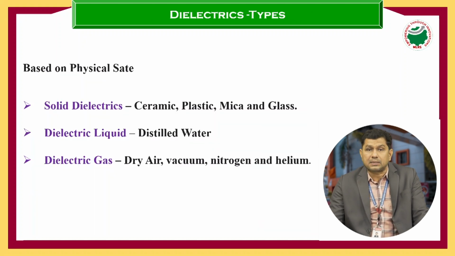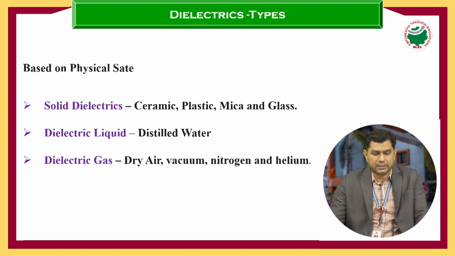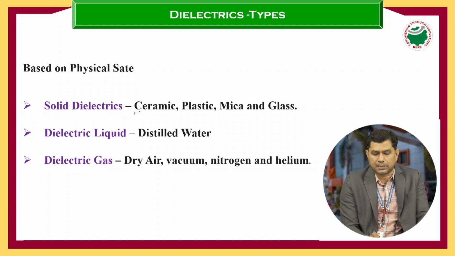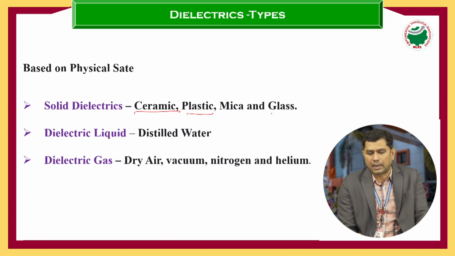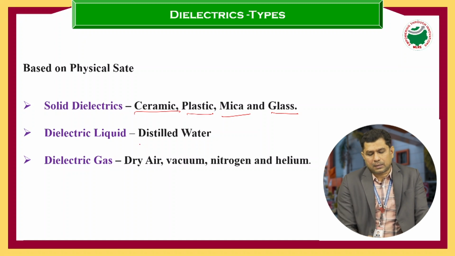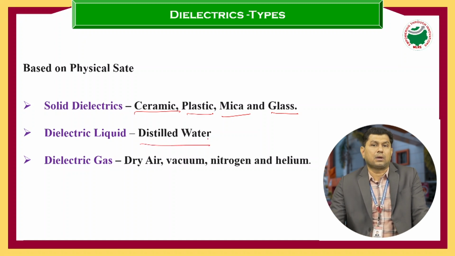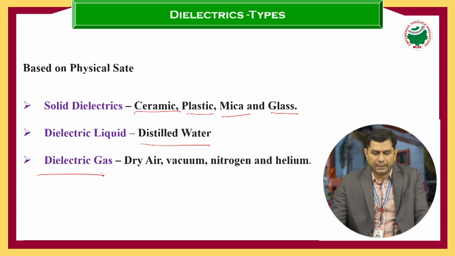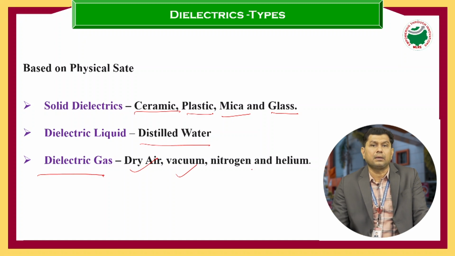Based on the physical state, dielectric materials are classified into three categories. Solid state dielectrics; examples are ceramics, plastic materials, glass, and mica. Liquid dielectric materials; an example is distilled water, which won't allow electricity to pass through it. Gas dielectric materials are dry air, vacuum, nitrogen and helium. These are the different types of dielectric materials based on physical state.